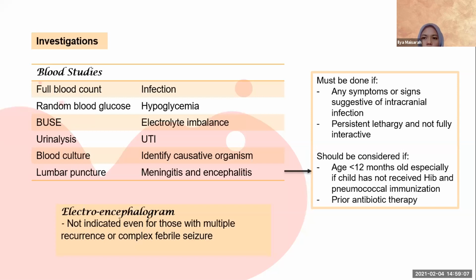The lumbar puncture must be done if the patient has any symptom or sign that suggests intracranial infection, or the patient has persistent lethargy and is not fully interactive. However, it should be considered if the patient is less than 12 months old, especially if they have not received the Haemophilus influenzae and pneumococcal immunization yet, and also if the patient has had prior antibiotic therapy. Next is the electroencephalogram. Actually, it's not indicated even for those with multiple recurrence or complex febrile seizure.